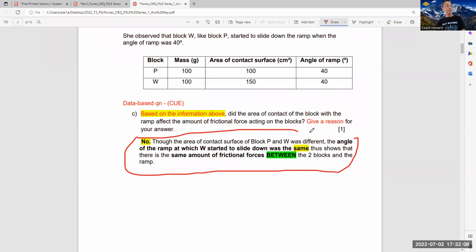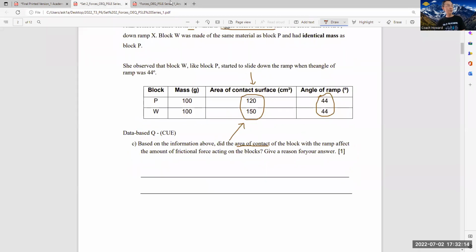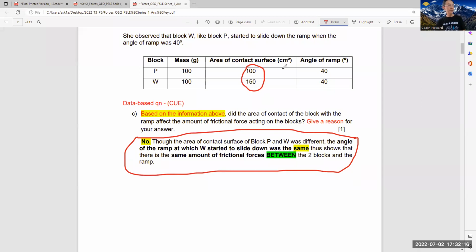Take note, I already modified this. This is the original question. In my question here I changed the 120 and 150. I also changed the angle. So you just notice that the surface area was different, but both of them slide down at the same angle. So it means that they have the same amount of frictional force between the two blocks. Same amount of frictional force. So I save this as well.